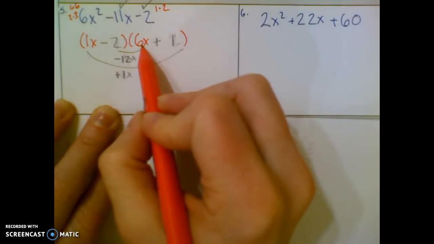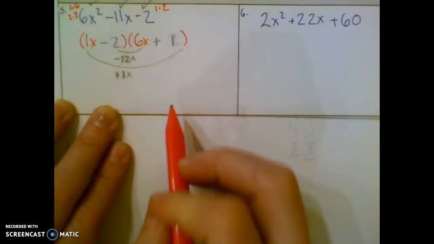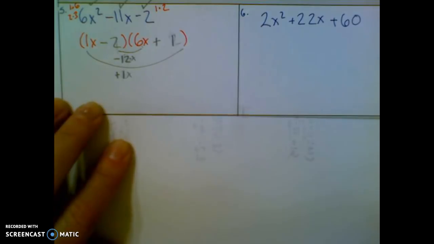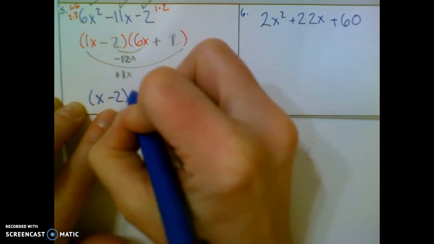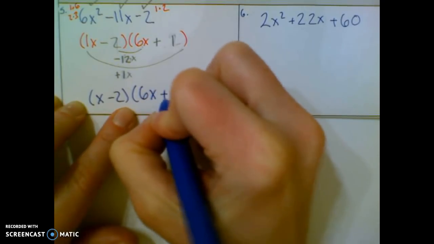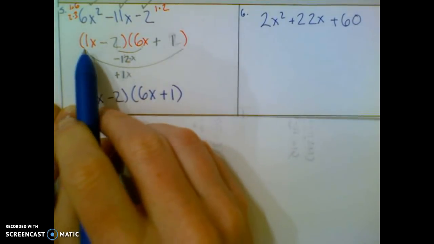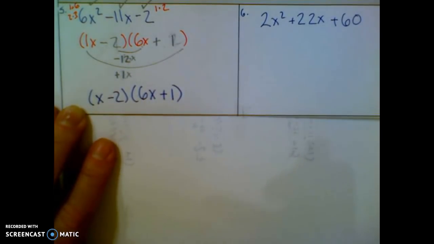And 1x times 6x is 6x squared, so we took care of that properly. So let's go ahead and write our answer down: x minus 2 and 6x plus 1. Okay, you can write 1x or just x, either is fine.